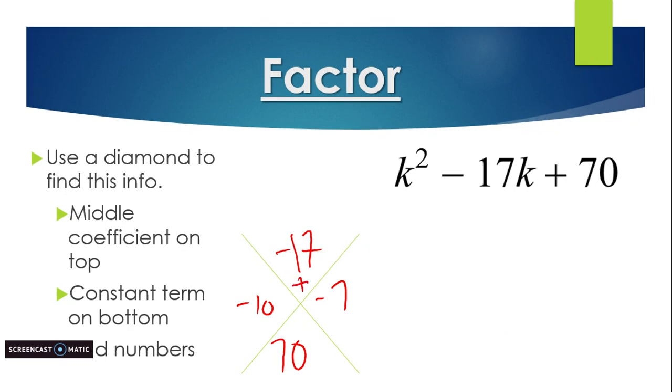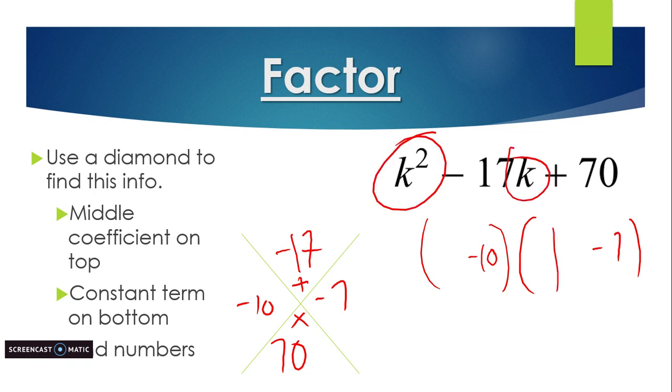So again, we need to make sure we're adding here and multiplying down here. And so again, we're going to give that final answer. We need two sets of parentheses. Your negative 10 and your negative 7 go on the right. What variable are we using this time? K. So we have k minus 7 and k minus 10. And that's it. You're done. We factored it. Good job.